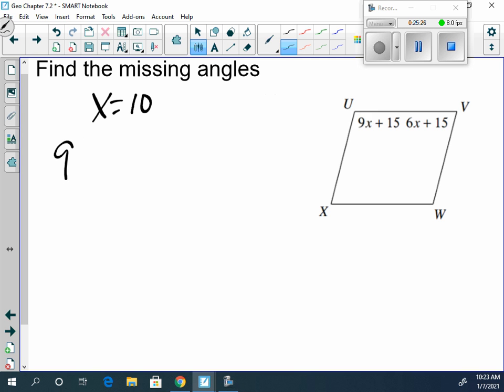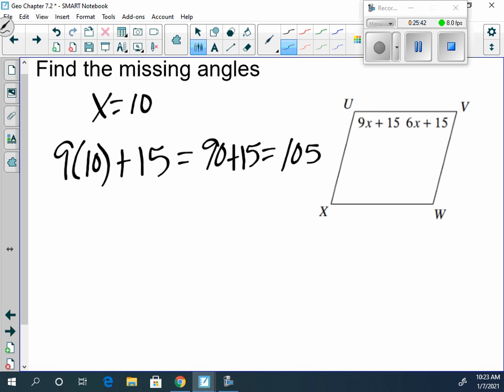So we can do 9 times 10 plus 15. Well, at this point here, we can type that all into the calculator, yes? 9 times 10 plus 15. Or I can do it by hand. 9 times 10 is 90, and 90 plus 15 is 105. So angle U is 105 degrees. We also know angle W is 105 degrees.